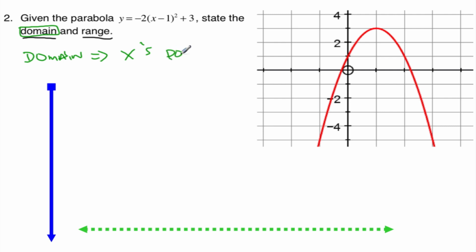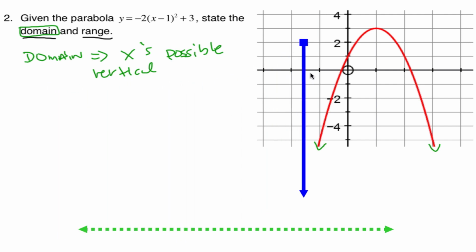Remembering that graph, we're only seeing a little section of it, but that graph obviously carries on going, getting wider and wider as we carry on. When I think about domain, I think about vertical lines. This vertical line is going to touch the graph here, here, and here, so this x value works.